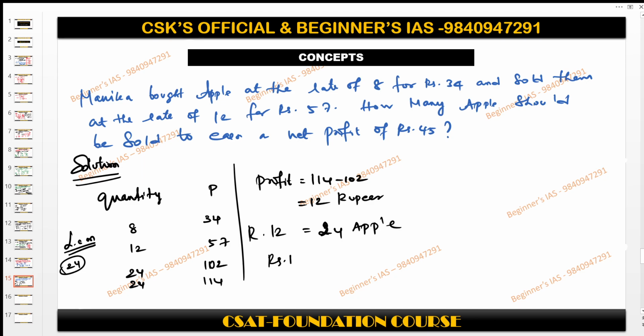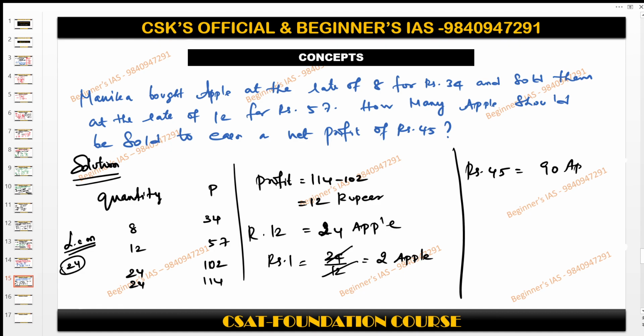So rupee 1 is equal to 24 by 12, which is equal to 2. Which means that for rupee 1 you are able to buy 2 apples. For rupees 45 you are able to buy 90 apples. Understood? So like this, for rupees 45, they are selling 90 apples.